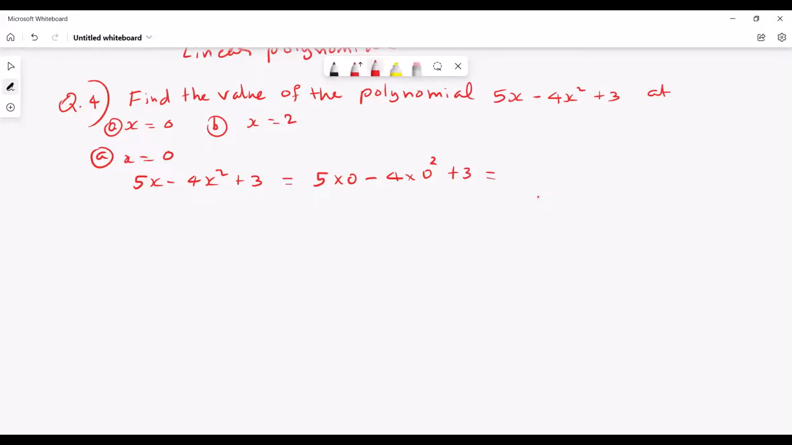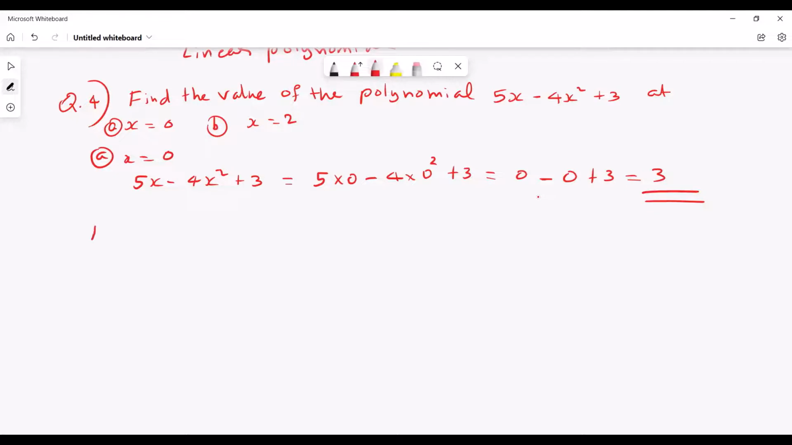So this will be 5 into 0 is 0, minus 4 into 0 means 0, then plus 3. So the answer is 3.